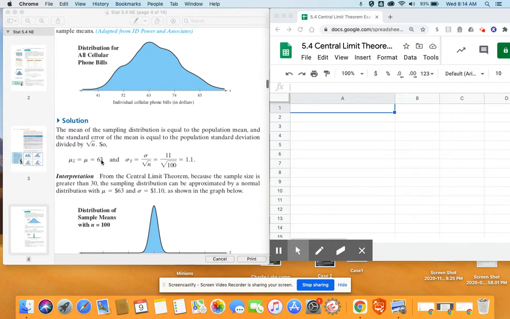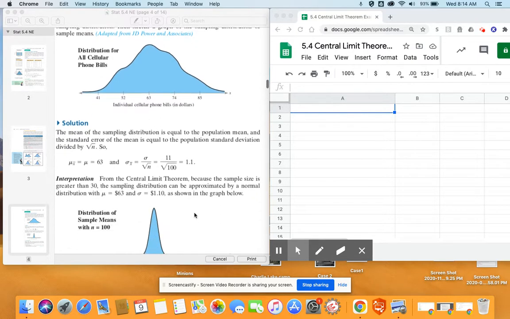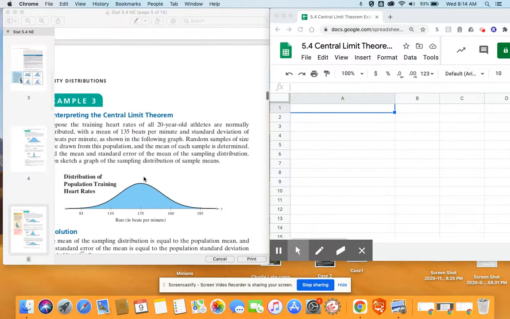Well, this one's just equal. They told you the population mean was 63. That doesn't change. Standard deviation is now going to be divided by the square root of our sample size, which was 100 cell phone bills. So we take 11 divided by the square root of 100, which is 10. We get 1.1. Very simple calculation. Try yourself too. It just asks you to do the same thing.